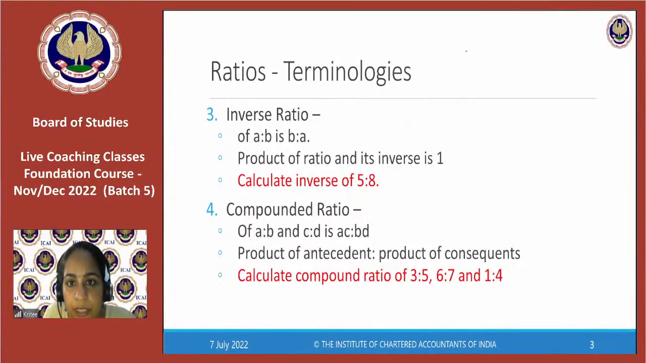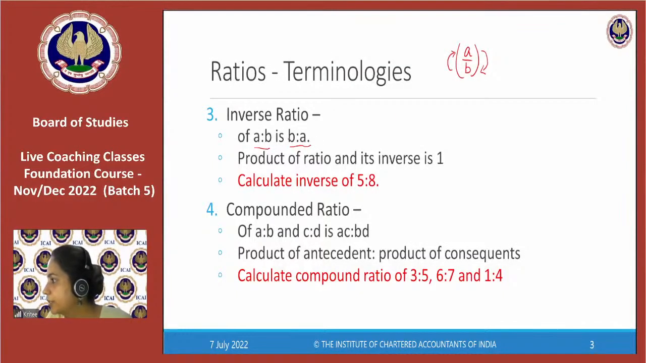So if the ratio is A/B or A is to B, the reciprocal would be the reverse. That is, your antecedent becomes your consequent and your consequent becomes your antecedent. Inverse of the ratio is just the opposite or the reciprocal. So if you have A is to B as a ratio, the inverse would be B is to A. Okay.